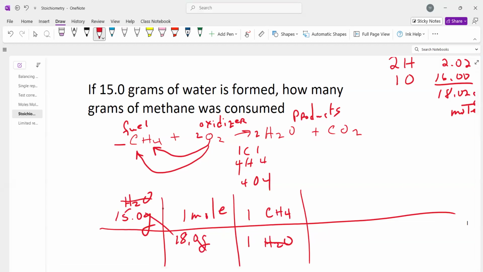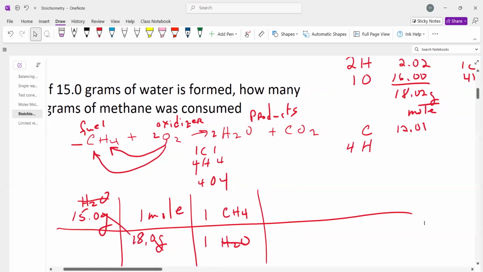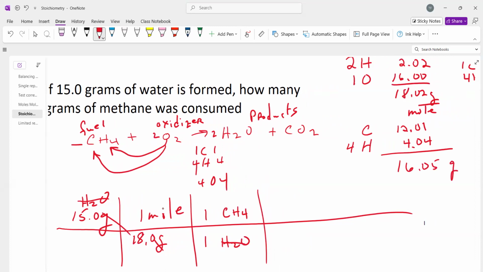So we've got to convert over to grams of methane. Methane is one carbon, 12.01. Hydrogens are 1.01 apiece times 4. That means they're 4.04. So that's the molar mass for methane. One carbon, 4 hydrogens. So a mole is going to be on the bottom, which cancels. Grams on top.